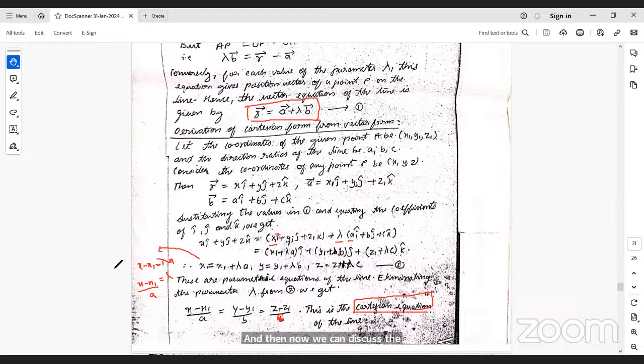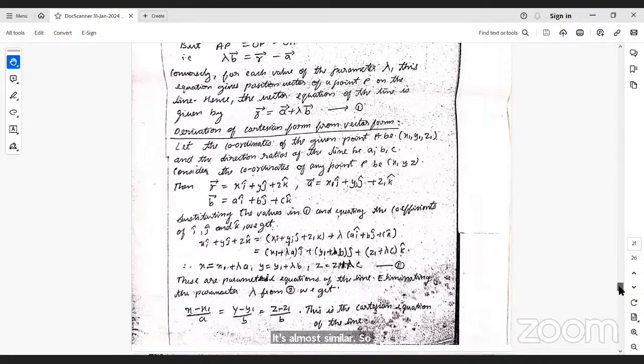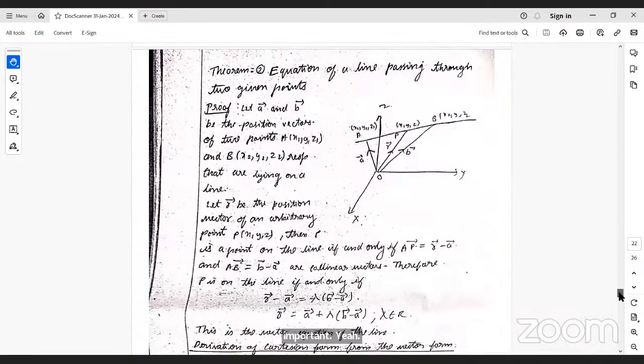So see, the next proof, it's almost similar. So understanding the figure is very important here. If you understand the figure and the statement correctly, then you can prove it easily, okay.